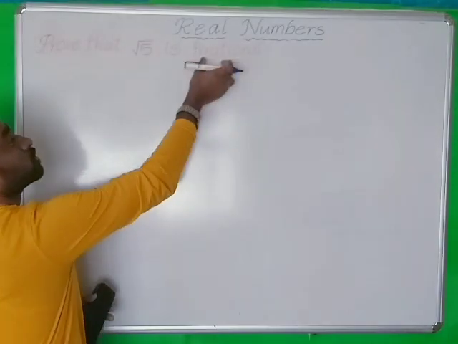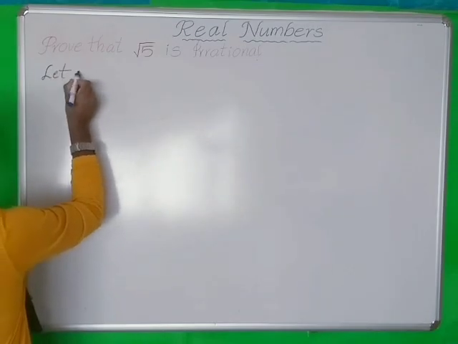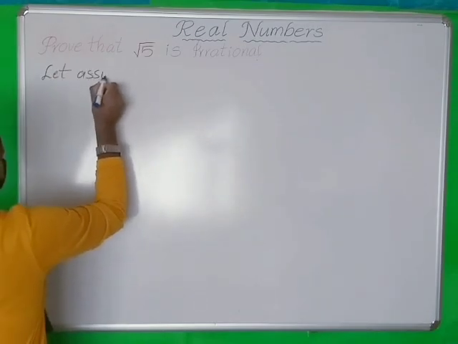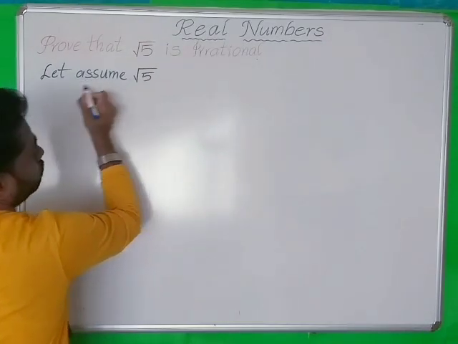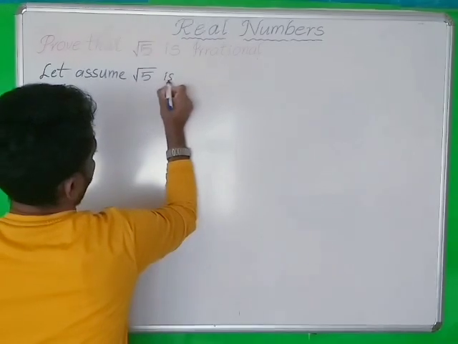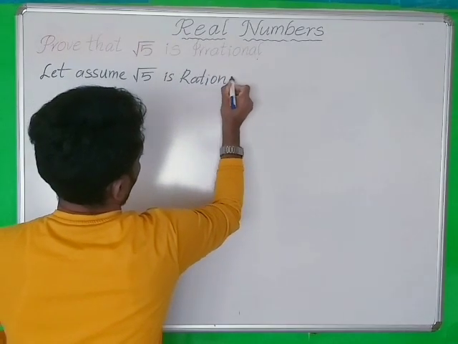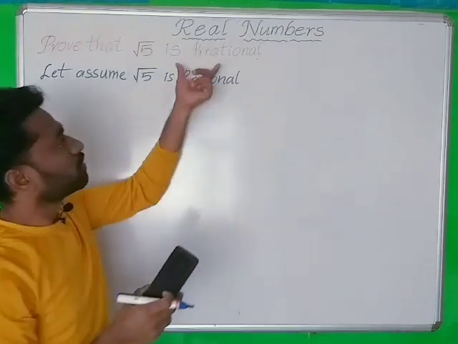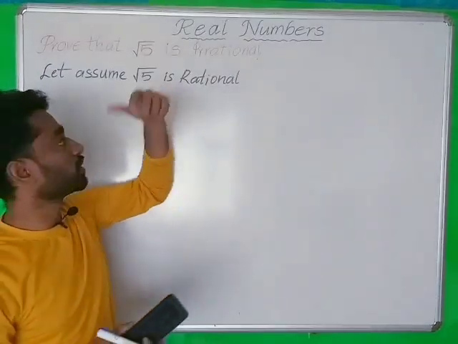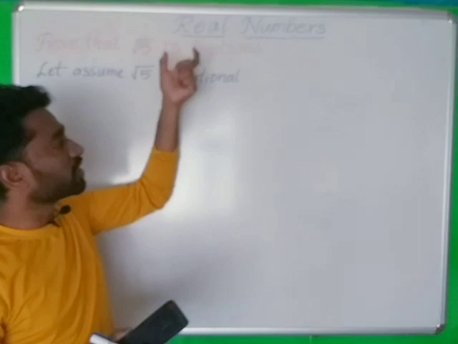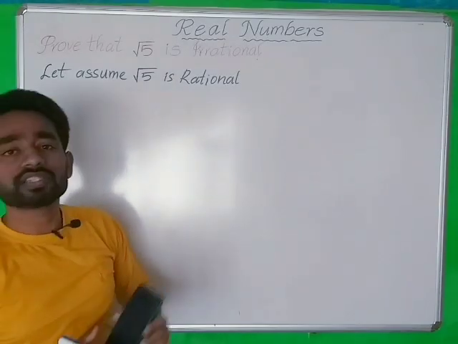For this we are going to take the negation of the statement. Negation means root 5 is rational, we need to assume. Let us assume root 5 is rational. This is the statement for negation. Root 5 is irrational, and its negation is root 5 is rational.